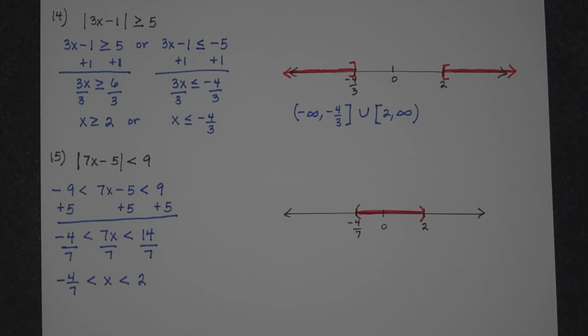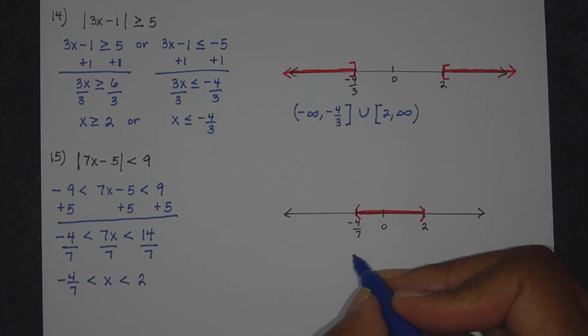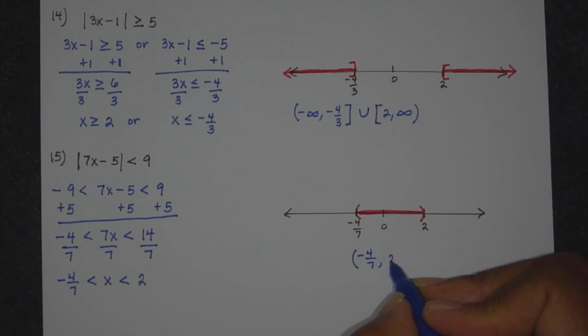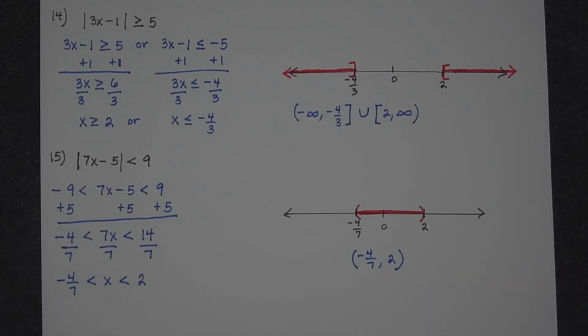Now for the interval notation, of course, left parentheses for negative 4/7 and a right parentheses at 2. That will be my open interval for the graph for this solution set of this absolute value inequality.